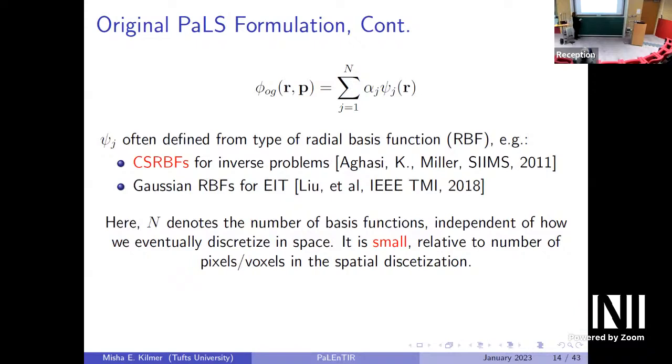The thing I want to point out is this capital N has nothing to do with the spatial discretization. It's just a choice. And the important thing is that it's small relative to discretizing all of pixel space.